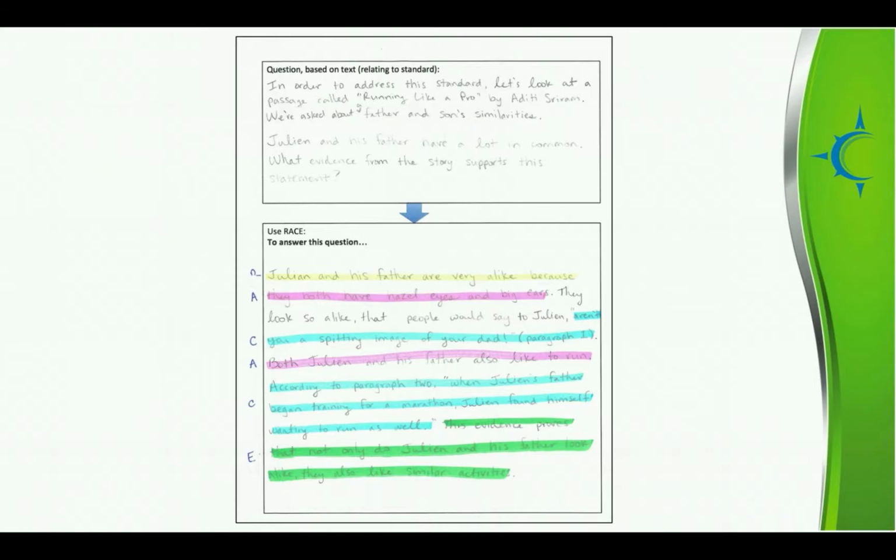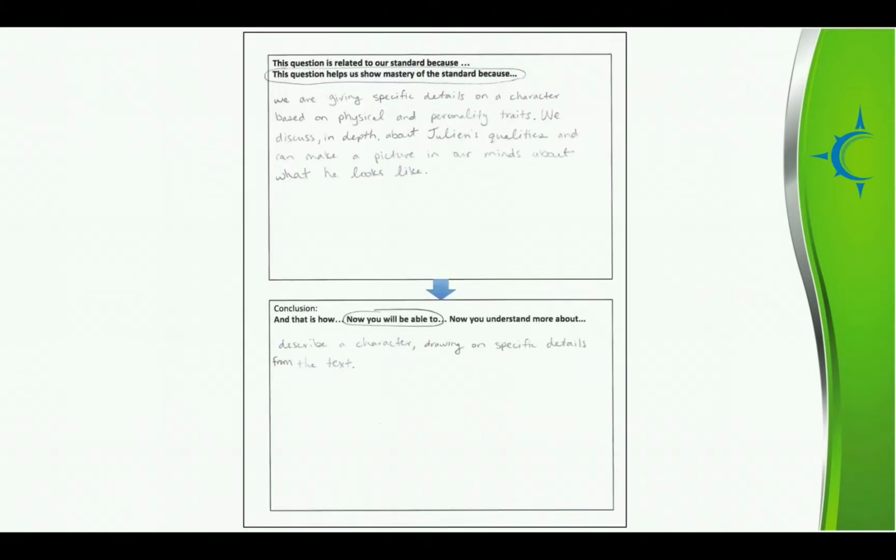The presenter then responds with a detailed, evidence-based answer. Julian and his father are very alike because they both have hazel eyes and big ears. They look so alike that people would say to Julian, "Aren't you a spitting image of your dad?" Paragraph 1. Both Julian and his father also like to run. According to paragraph 2, when Julian's father began training for a marathon, Julian found himself wanting to run as well. This evidence proves that not only do Julian and his father look alike, they also like similar activities.